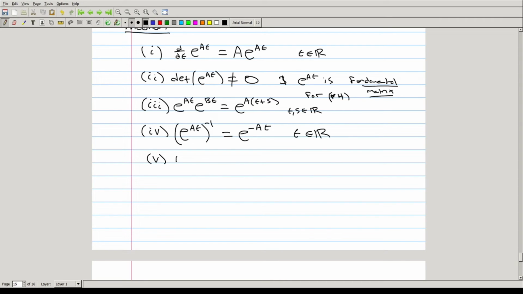Yeah, that if A times B is equal to B times A, so if two matrices are commutative, then e to the At times B is equal to B times e to the At for t in R.